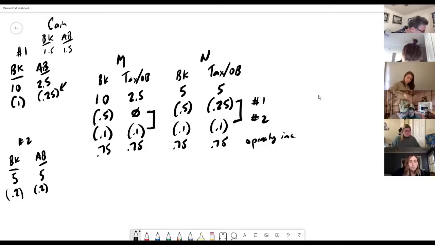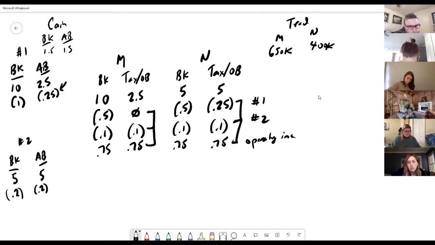So what are the tax consequences if we kept a scorecard here so we can go with traditional? M is going to report 650,000 of income on our own return. N is going to report 400,000. Okay. Any questions on that traditional?